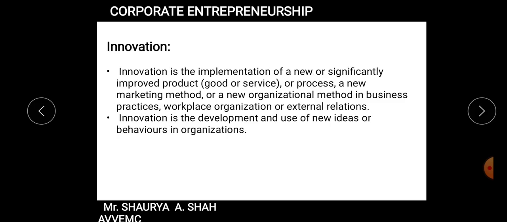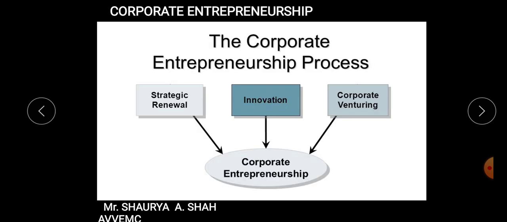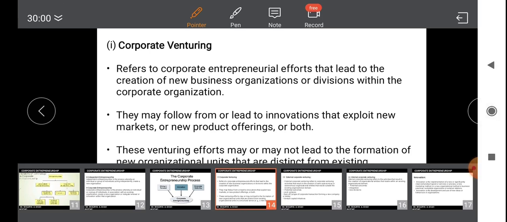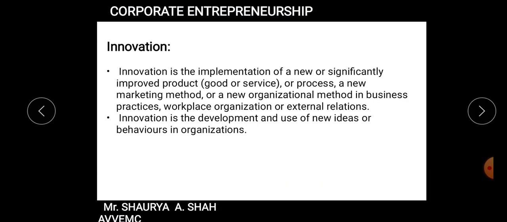And moving on to the second part of your entrepreneurial process, it is your innovation. What do you mean by innovation, students? You must have many a times heard the term innovation, right? Innovating continuously. What is innovation? Innovation is the implementation of new or significantly improved product. It may be a completely new product or significantly improved product or a process, a new marketing method, a new organizational method in business practices, workplace organization or external relation, right?